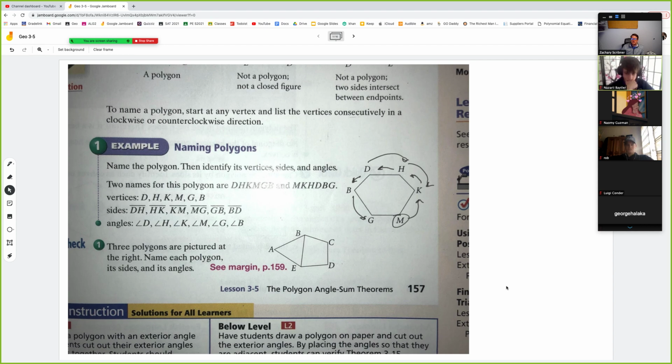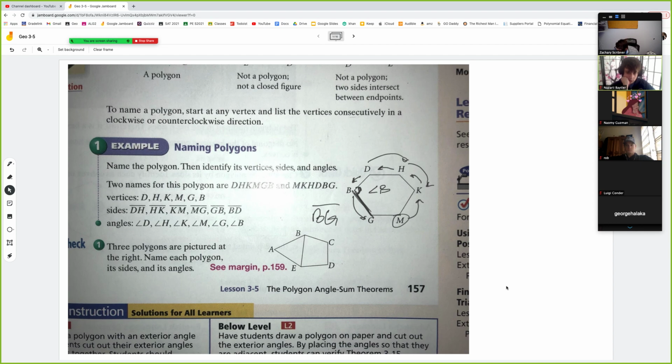Those are just two names. Now you could start with any point and go in a circle. So naming these is simply starting with a point like D and going in the circle D, H, K, M, G, B. That's how you name the polygon: you start at a point and you go one direction. It doesn't matter which direction you go. When you name the sides of the polygon, you take the two letters between the side. So this would be BG, the segment with a line over it. Very important. The angles are these things right here. This would be angle B. That would be the name of the angle.